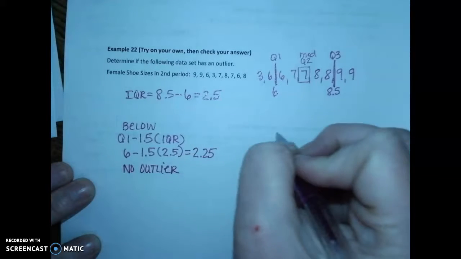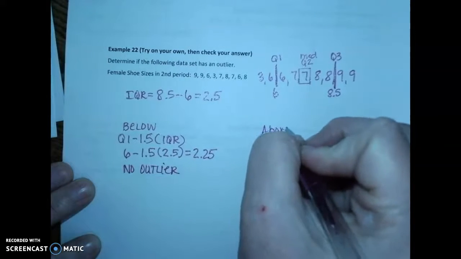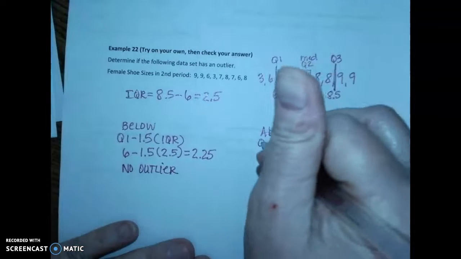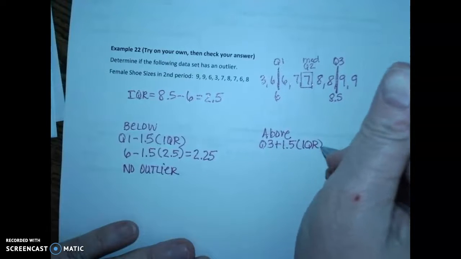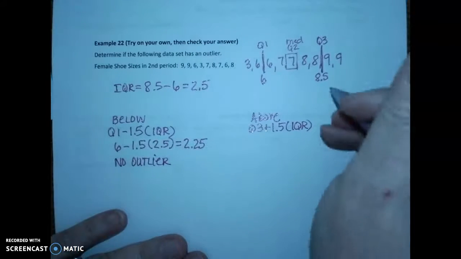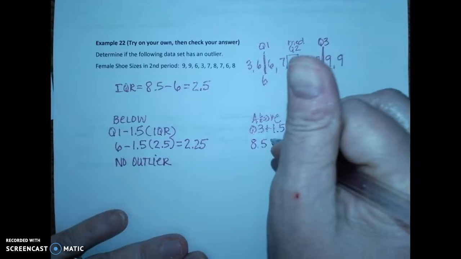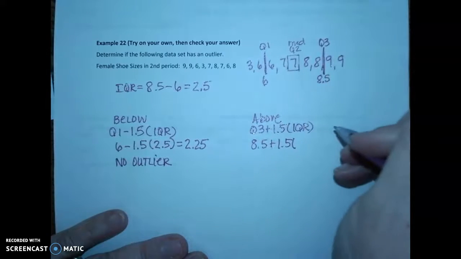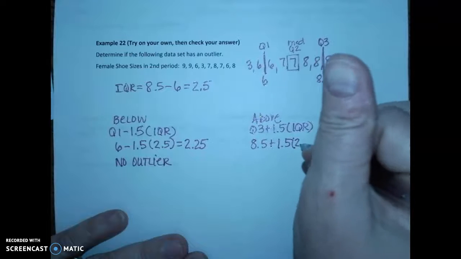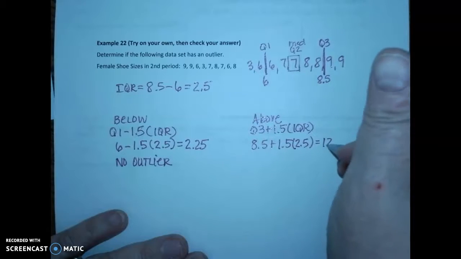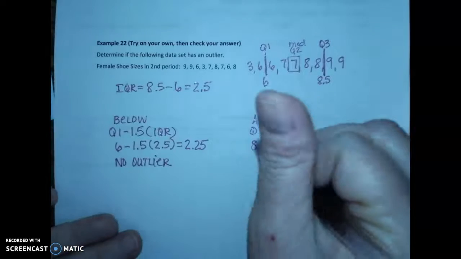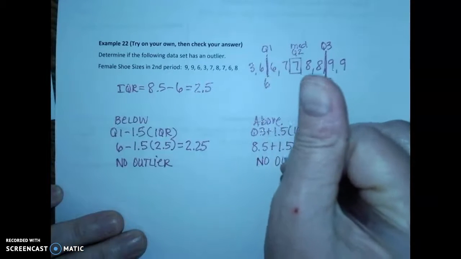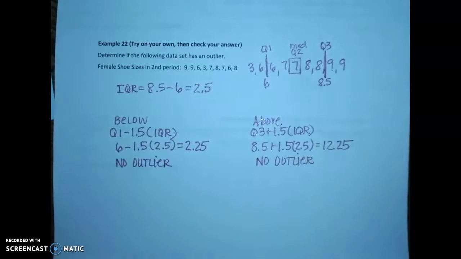But we want to look at the upper end and see if there could be an outlier on the top side. The upper side is Q3 plus 1.5 times IQR. So we're just going to plug in our information. Q3 is 8.5 plus 1.5 times 2.5. And on the upper side, I got 12.25. I go back and look at my data. There's not a number greater than 12.25, so there's no outlier on the upper side. So this set has no outlier.